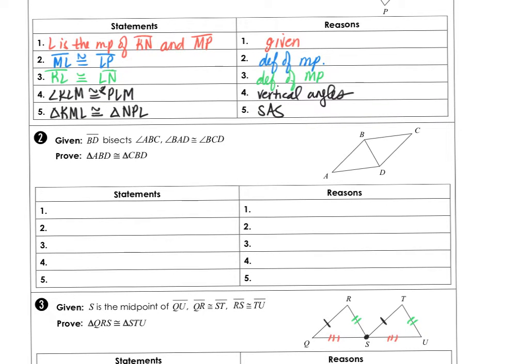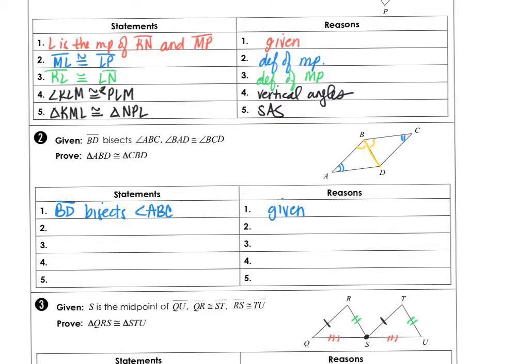Number 2, given segment BD bisects angle ABC, and angle BAD is congruent to angle BCD. So let's go ahead and mark that up. If segment BD is bisecting angle ABC, we can go ahead and say these are congruent. So we'll make sure we identify that in the proof. And then angle BAD is congruent to angle BCD. So let's start with our given of segment BD bisecting angle ABC, and that's given.